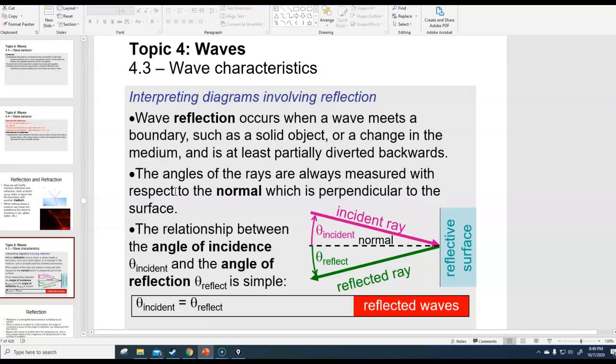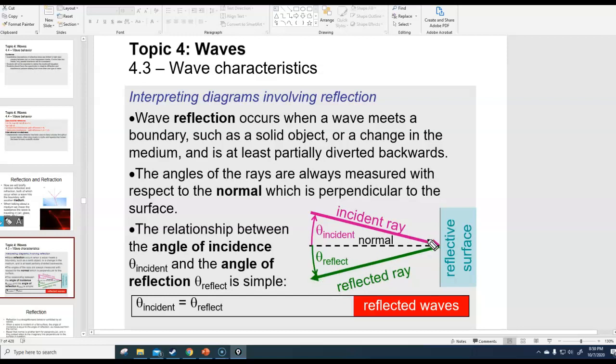Okay, now, when we're talking about reflection and refraction, we always talk about with respect to the normal. So, what you can see here in this picture is these waves are drawn as rays, as arrows, and you can see that the incident ray comes in, that's this purple line here, hits some type of reflective surface, could be a solid object, could be a mirror, could be the interface between two media, and then at least part of the wave is reflected back along the green arrow.